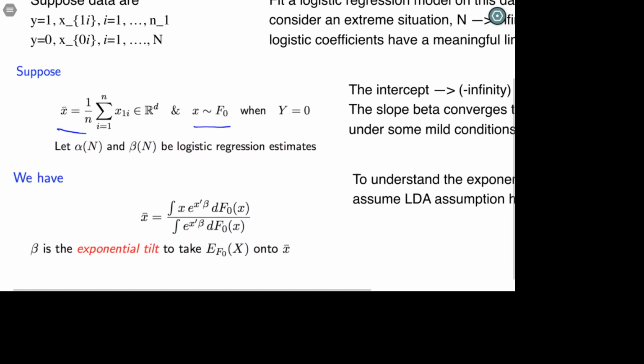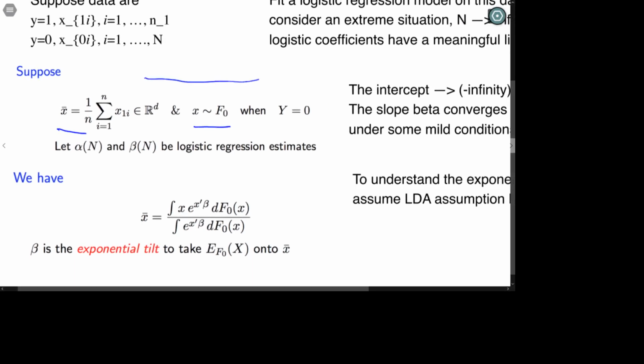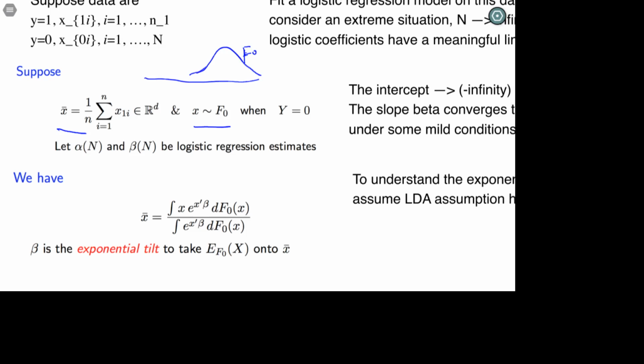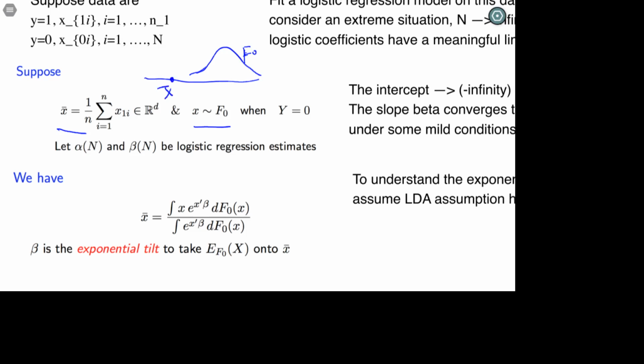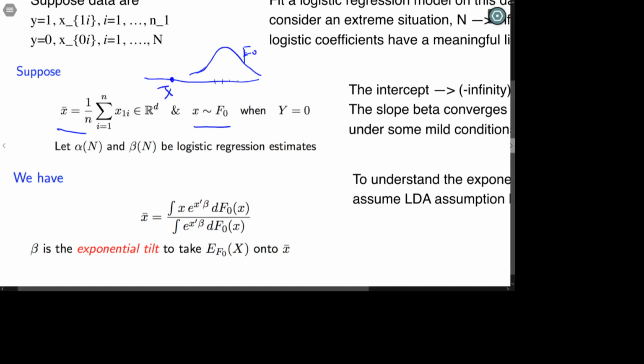Imagine your data are one-dimensional. This is the data from your class, F0. I draw it as a normal. So it's from F0. But for your class 1, you don't know the data generating process, but you know the mean for your class 1 is here, X bar. And then what this is doing is you say, well, I have data only from F0. I have a bunch of observations. How can I start weighting my data?